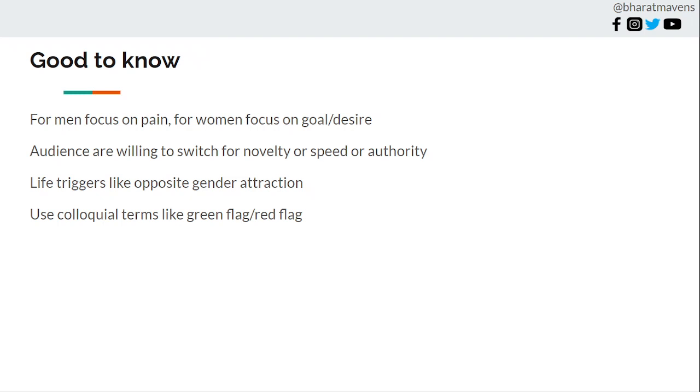So what's your trigger point? What's the customer's trigger point? You'll also have to know. Then you can use colloquial terms like green flag, red flag. That's one of the colloquial terms that can be used in your ads. For example, having hyaluronic acid can be a green flag, or not having sulfates can be a red flag. So you can use those terms in your video ad so that it conveys better emotions and people feel connected and resonate with something they already know about.